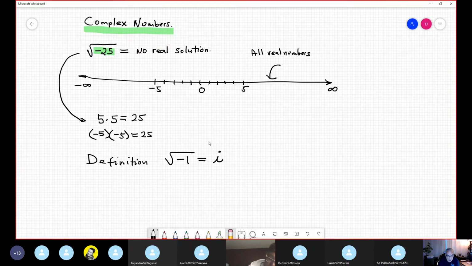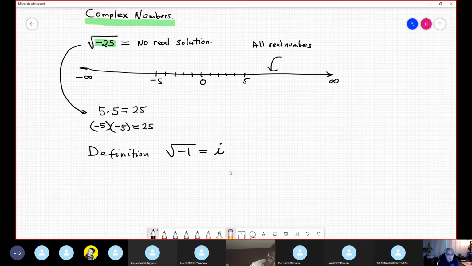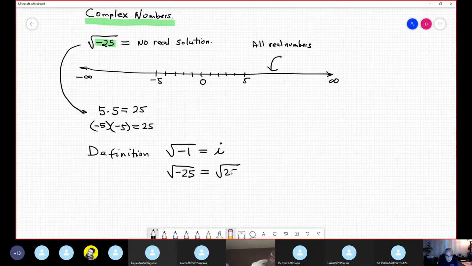And this allows me, when you face that problem again, to break it down like the square root of positive 25 times the square root of negative 1. And the square root of positive 25 is 5, you know that. And this is i by definition. And then the answer is 5i. So in that moment, we have a new kind of number that's called imaginary.